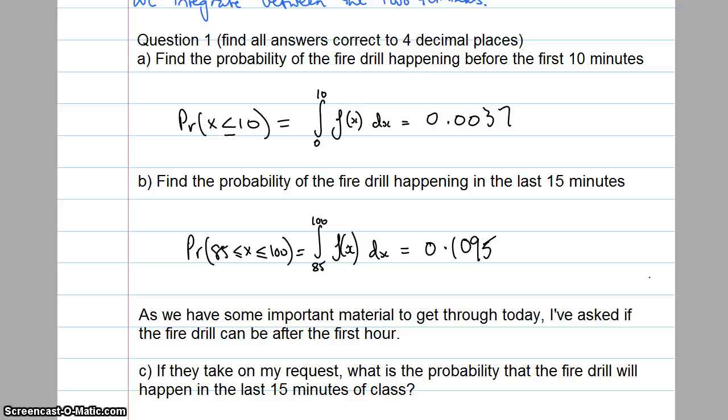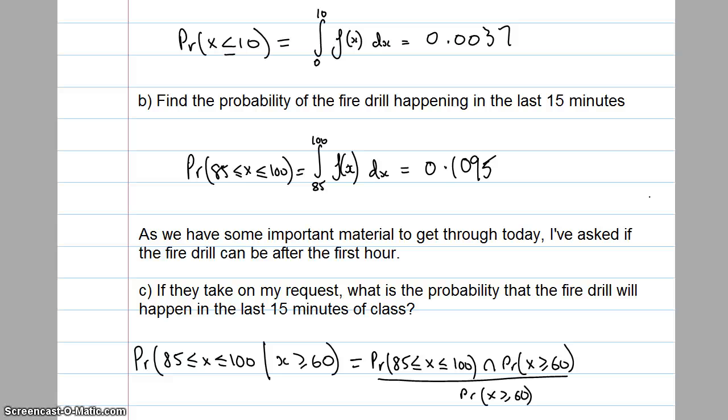Now, there's a little trick to this question. This is actually a given probability question, and hopefully we remember given probability from year 11. Because we know that they've taken on my request, they won't put it in the first hour. We can actually eliminate all of the first hour from our probability distribution. So we can write this: the line here means given that, so given that it's happened after the first hour, so x is greater than 60. What's the probability that it will happen between 85 and 100?